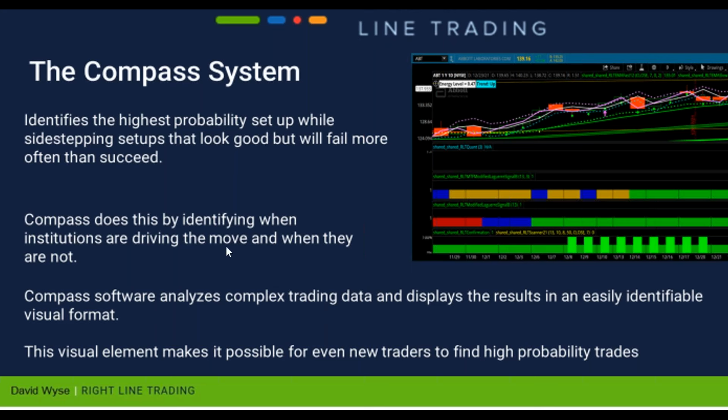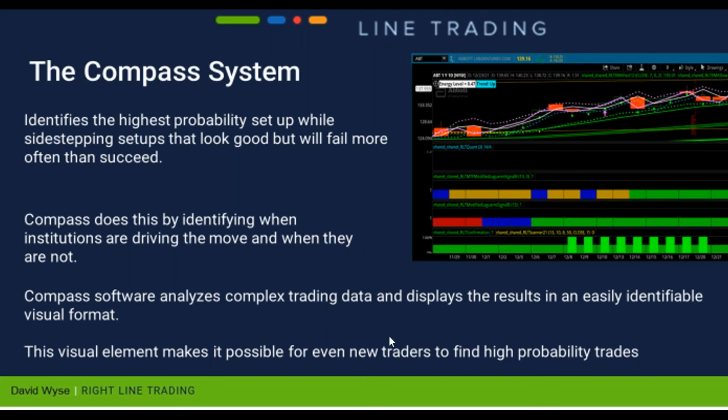And the compass system does this by identifying when the institutions are driving a move and when they're not, as we talked about earlier. So that's important. The compass system analyzes very complex trading information and data and displays the results in an easily identifiable visual format. This is important because even though it's crunching lots of complex data, when it's displayed on the chart, it's easy to see and easy to read.